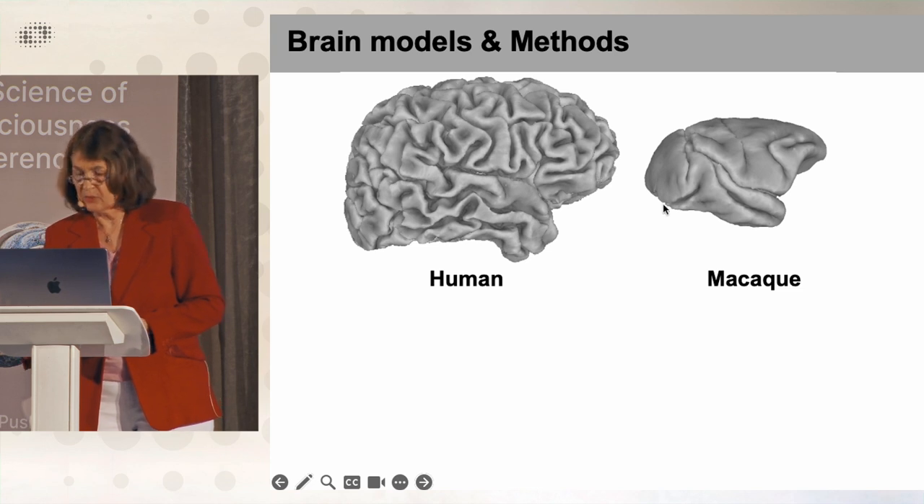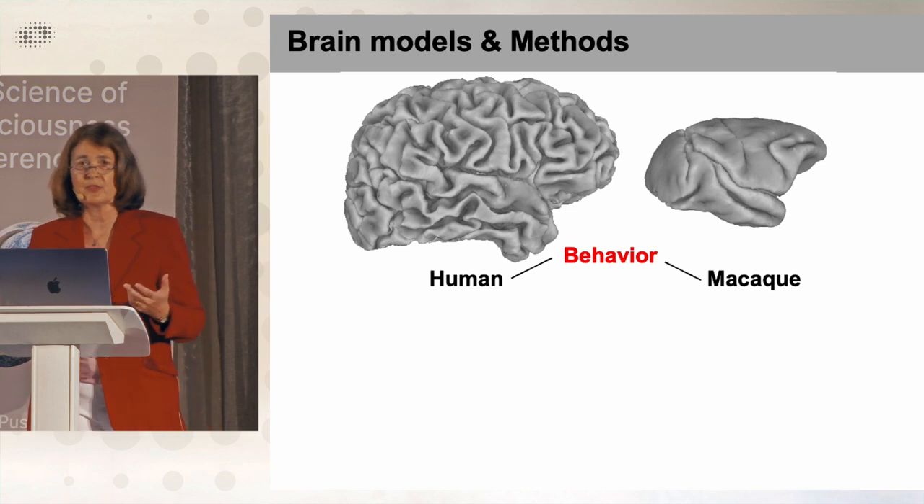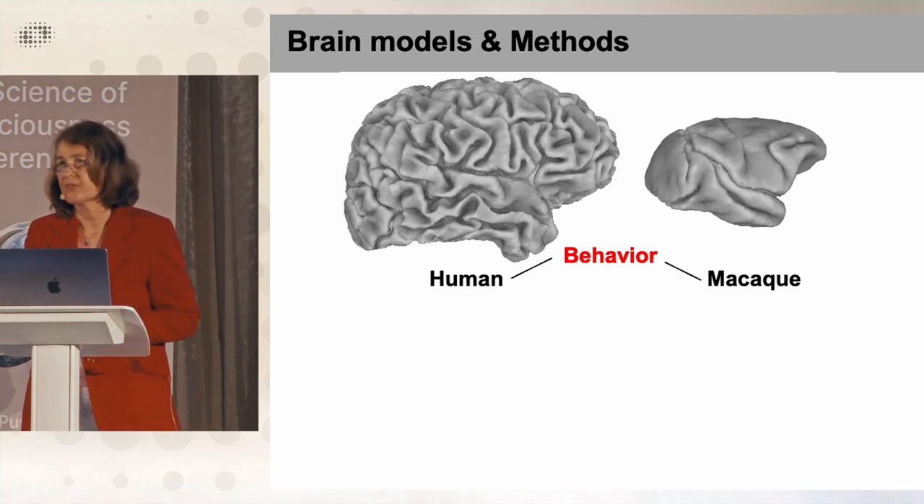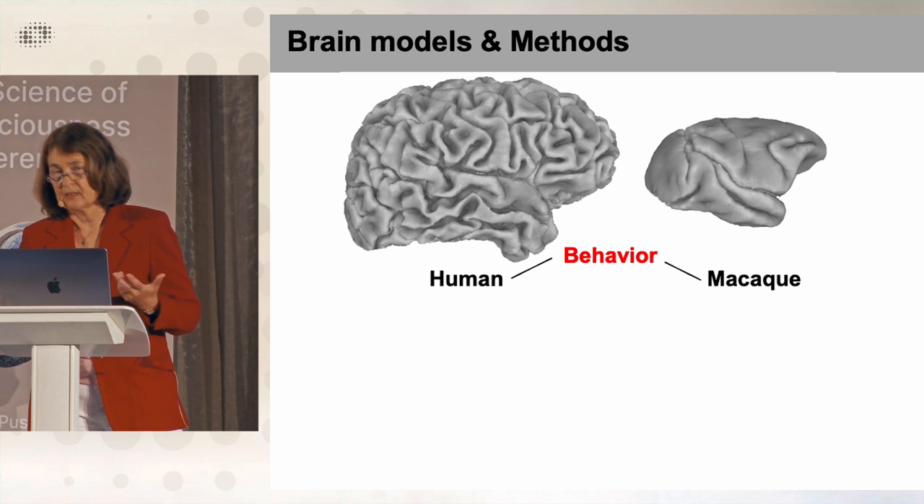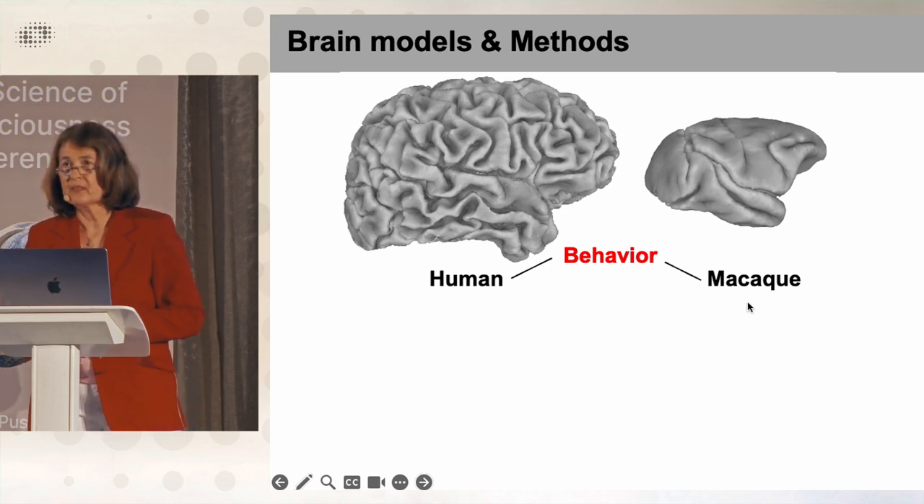And we use behavior to glue these 2 brains together. So typically we will start with a very, very well understood laboratory task from human cognitive psychology, and we will try to train monkeys on that. And since they're very smart, we are typically successful.